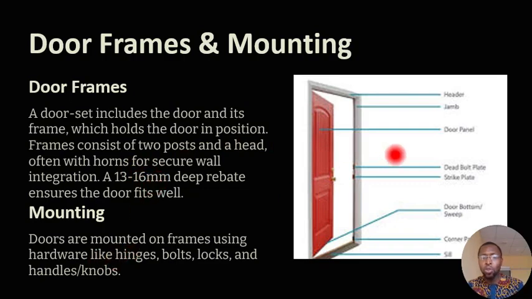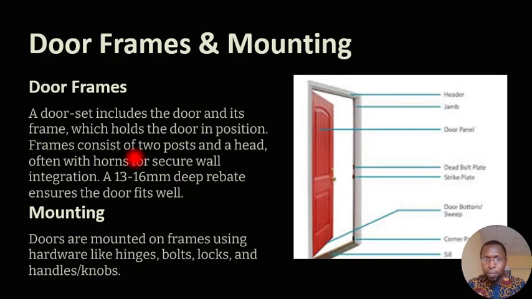So when we want to mount the door to the frame, we need some instruments like the hinge. The hinge is that little iron that makes it turn to and fro. We need the bolt, to lock, and we need the lock as well as the knobs, this part where you can open the door. So these are the things that make up the door frame and the door itself.